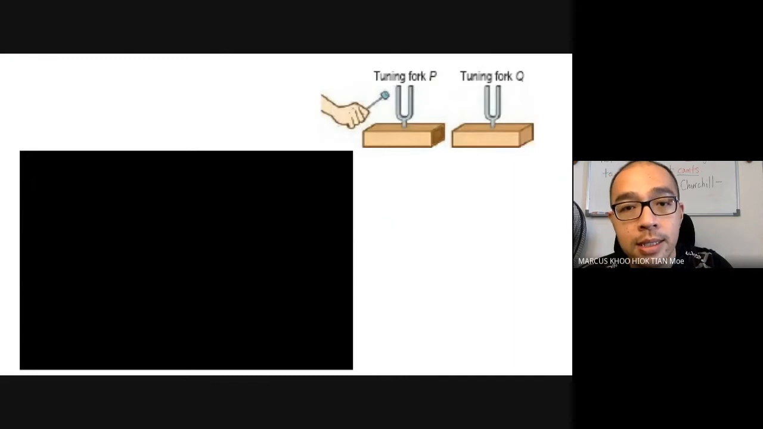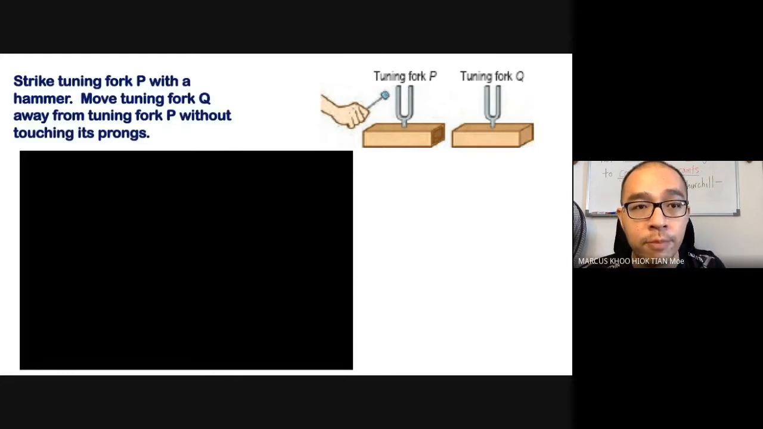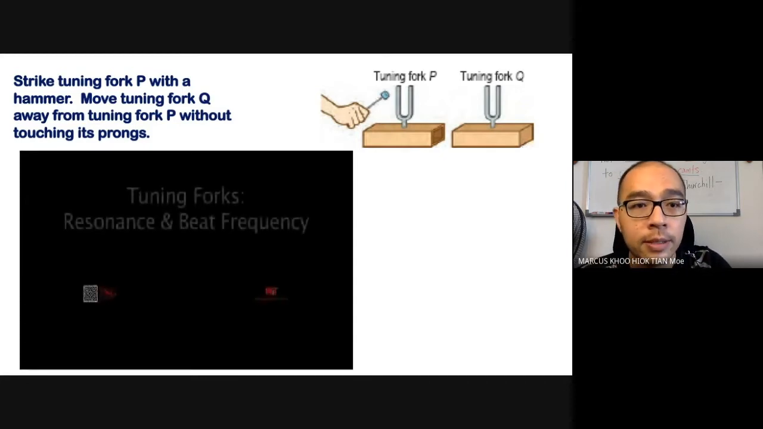Now we see this in sound. Let's say you have these two tuning forks. You strike a tuning fork P with a hammer. It's going to have a sound like that. And then you move this tuning fork Q away from tuning fork P without touching the prongs. Let's see what happens.